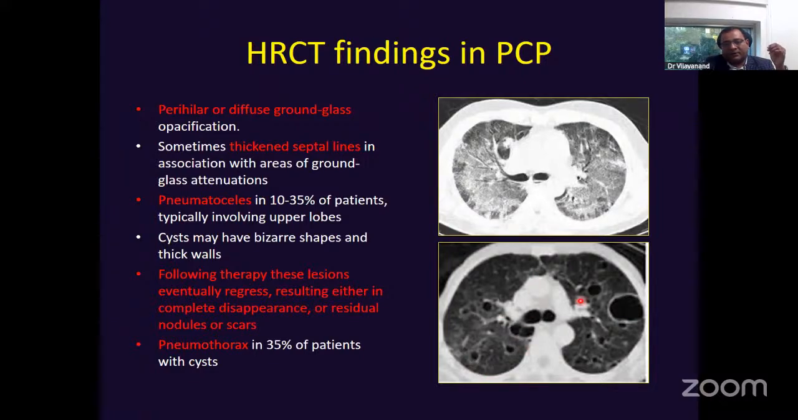PCP or JCP also. And there is also a faint background of patchy ground glass opacities or mosaic attenuation along with this. The cysts can be well defined and can also be bizarre in shape. Because of the therapy, these can either eventually regress, completely disappear, or become residual nodules or scars. And one important thing here is again pneumothorax. Because of the rupture of these pneumatoceles, approximately 35% of the patients with pneumatoceles can have pneumothorax.